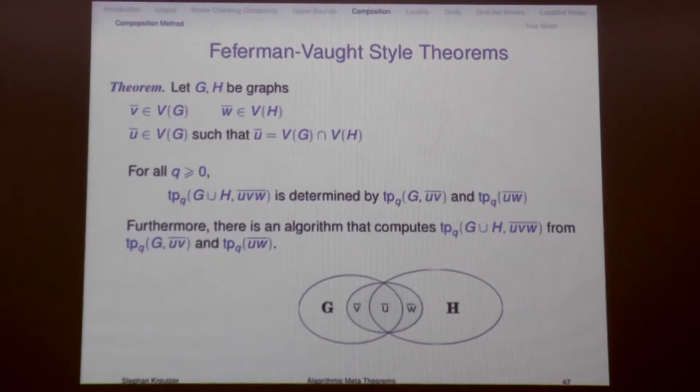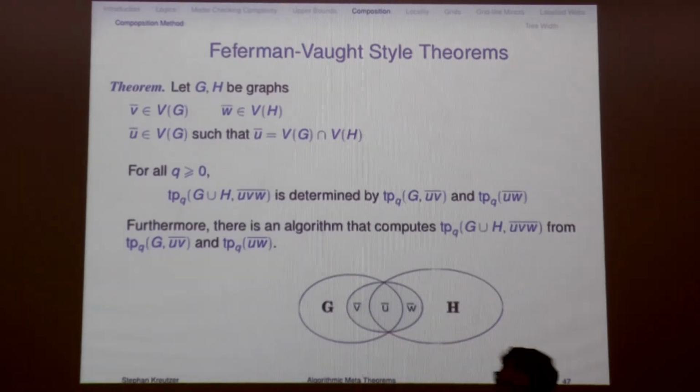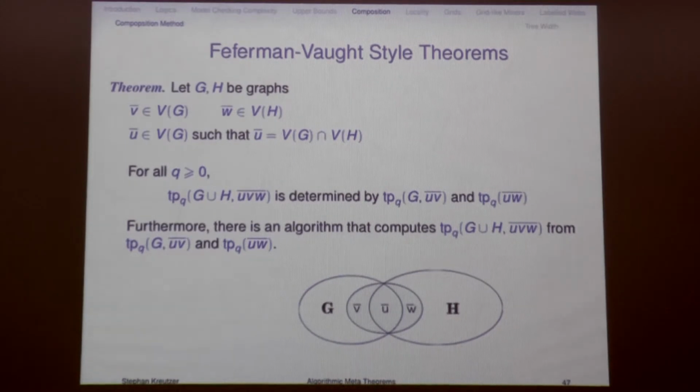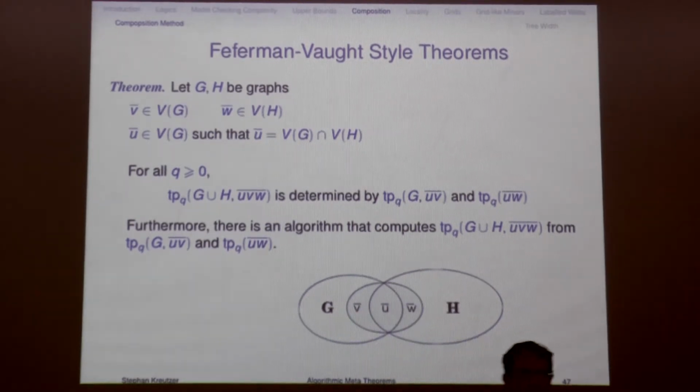And then the theorem just says, for a fixed quantifier rank q, if I want to compute the quantifier rank q type of all these vertices here, so basically the union of these three sets in the entire graph, then it suffices if I know the type of these two in the left-hand side and the type of these two in the right-hand side. And furthermore, there's also an algorithm that, if you give me these types, I can compute the new type in the entire graph from it. So it's effective, but not very efficient.